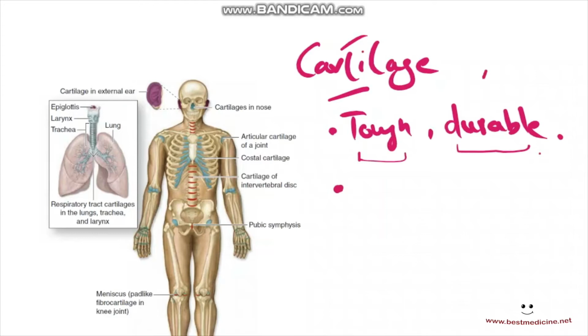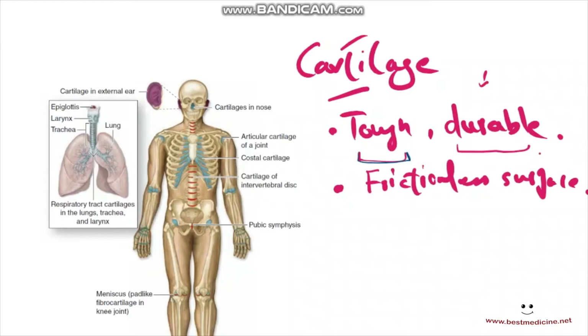So, it is a tough and durable form of connective tissue, and it also has a frictionless surface. Okay, these are the two main characteristics of cartilage. It is tough and durable, and it has a frictionless surface.